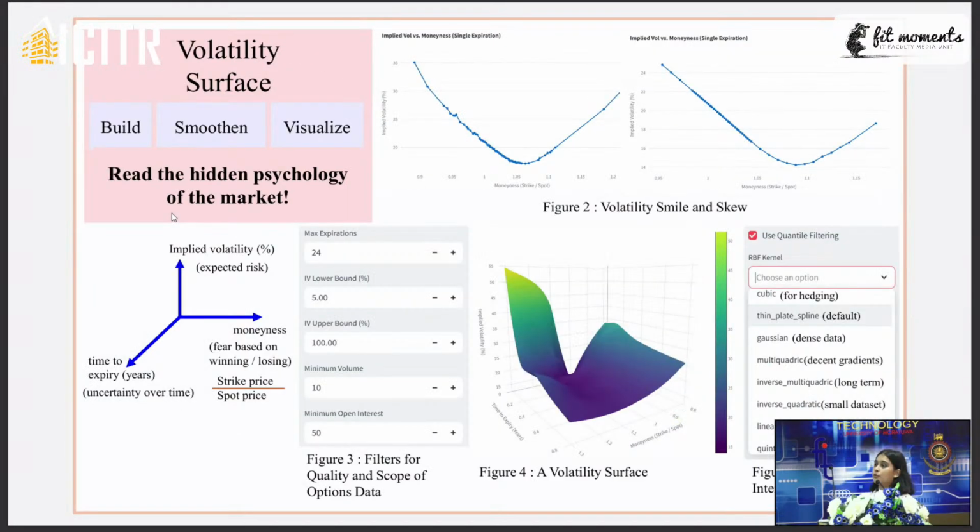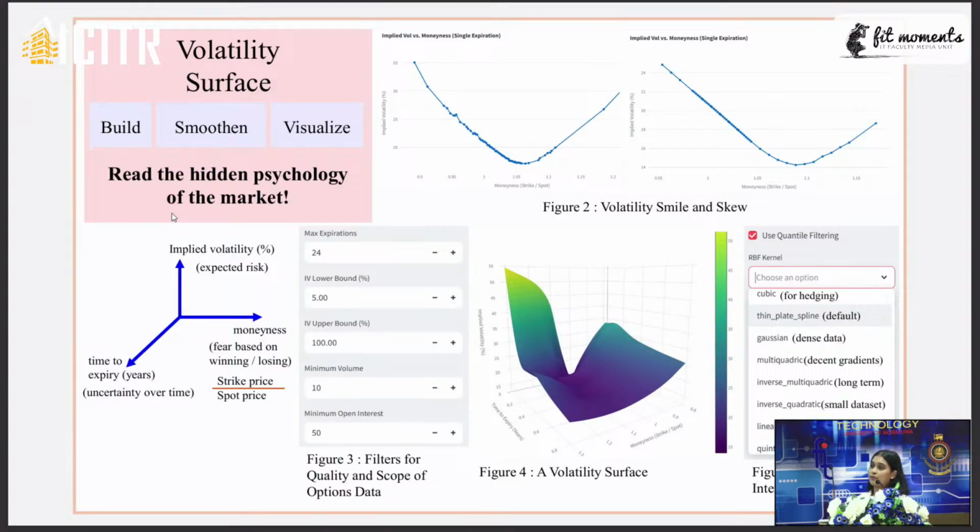Next we are going to the volatility surface. This is about option pricing. I hope you know that options are priced based on fear. And in markets, there are 3 types of fears. The first fear is about the expected risk, the implied volatility. The next fear is based on whether we are winning or losing, and that is moneyness. And the third fear comes with time, so that axis is time to expiry. Now we have 3 fears, 3 axes. If we bring them together, we get the volatility surface.